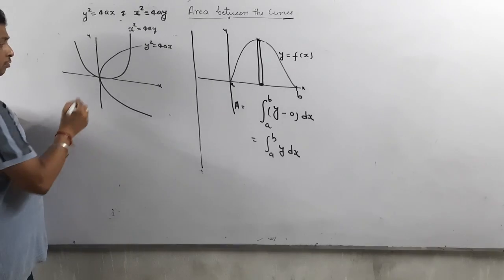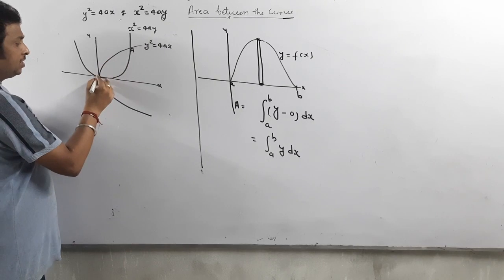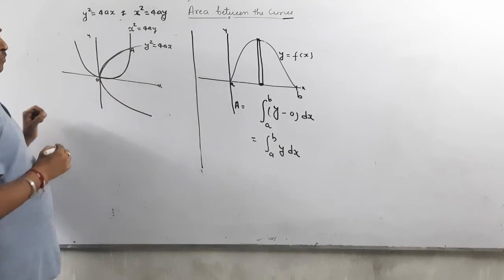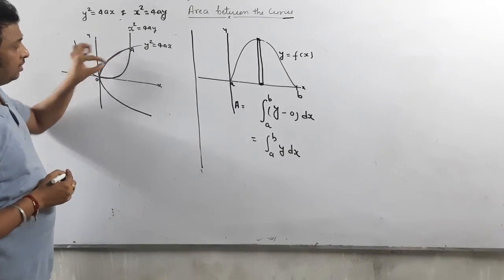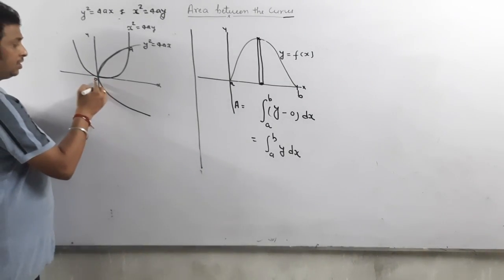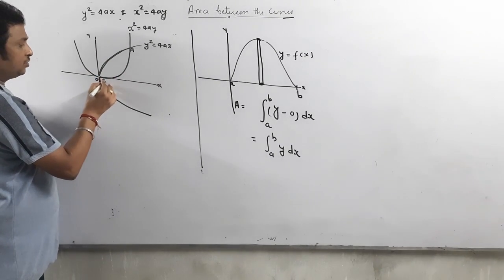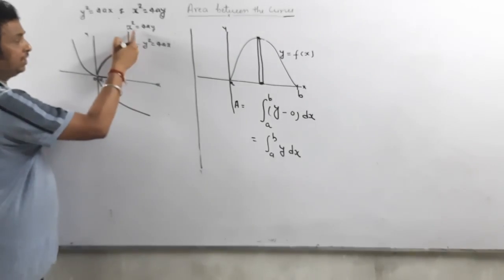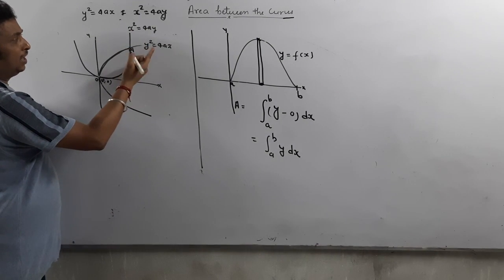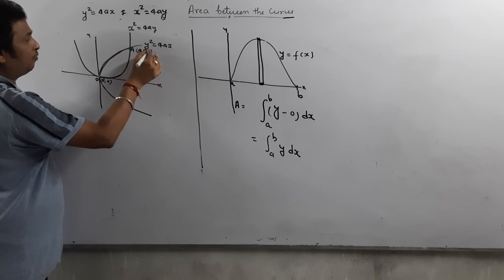So what is the bounded region here? Here the bounded region means this one. This is our bounded region. It means we have to calculate the area of this region. So how do we calculate it? Already I told. What is the intersection point? Both intersect at the origin, 0, 0, and the other intersection point. How? Just put the x value in this and calculate the y value. So the intersection point is (4a, 4a) here.